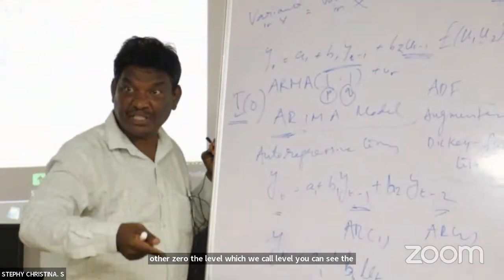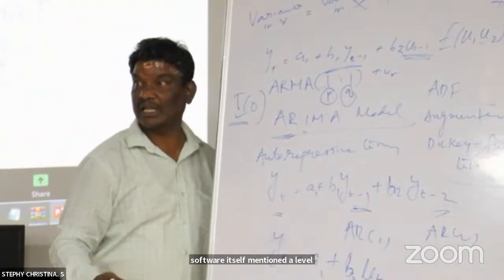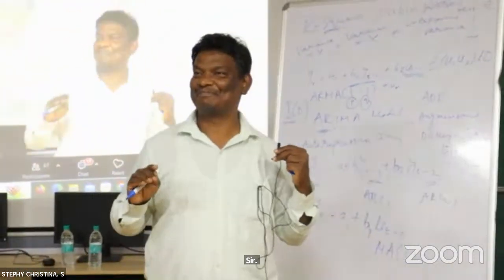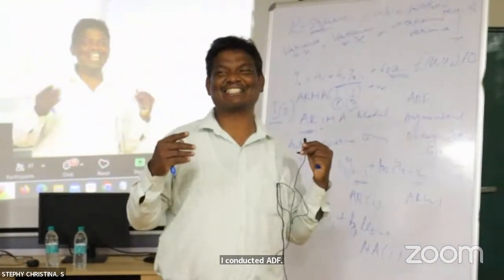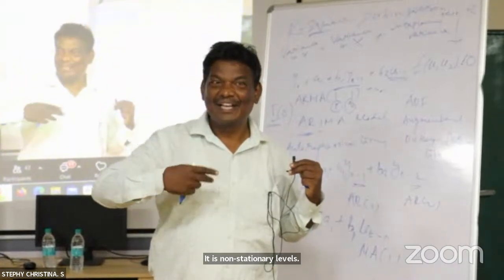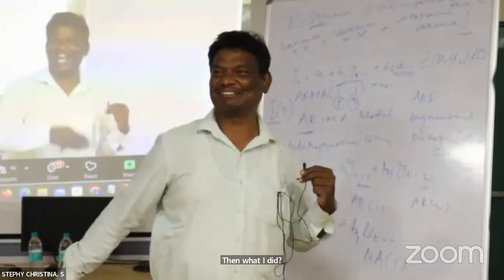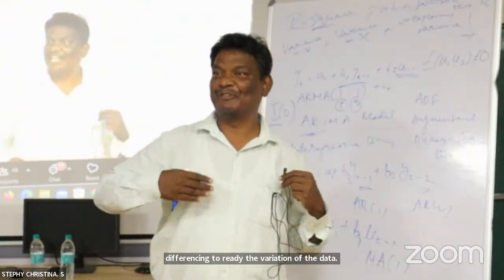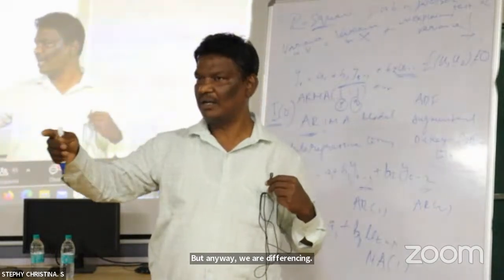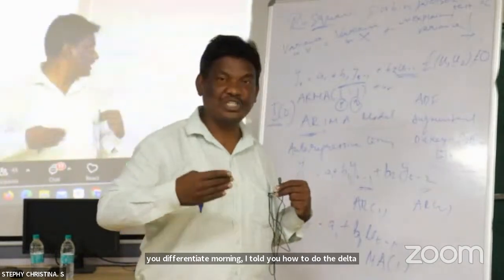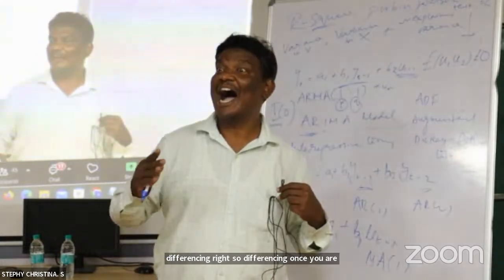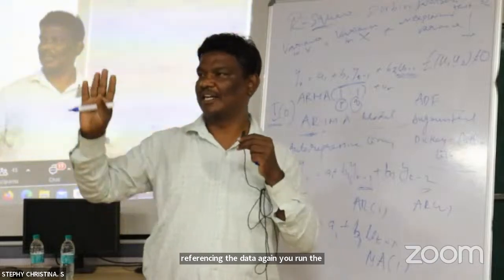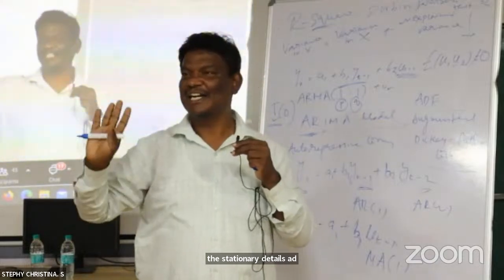What is the first difference? Sir, I conducted ADF. It is non-stationary at level. Then what did I do? Differencing to reduce the variation in the data. In the morning I told how to do the delta differencing, right? So once you difference the data, again you run the stationarity test, ADF, at 99%, and you will get the test result.